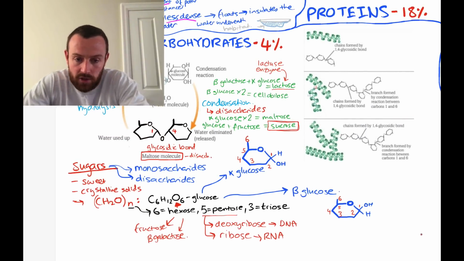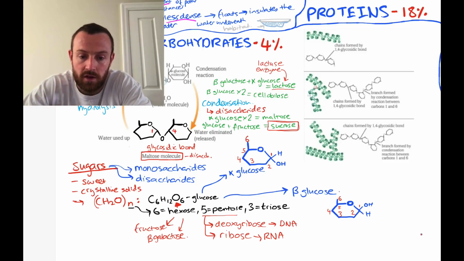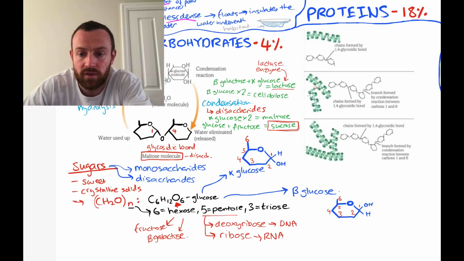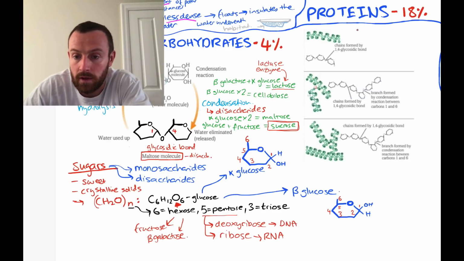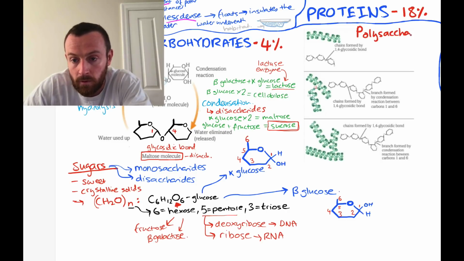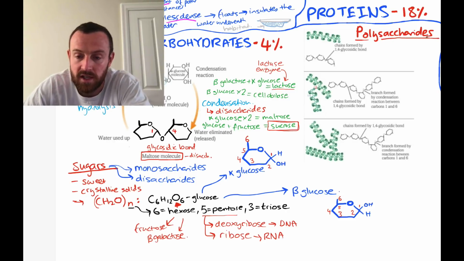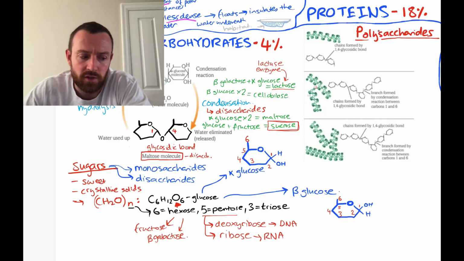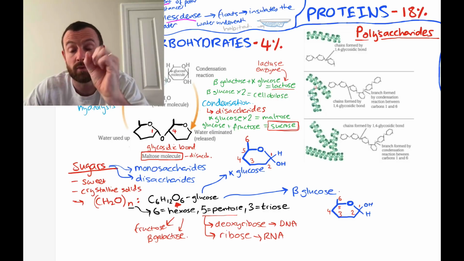So polysaccharides are just lots and lots of these monosaccharides joined together. And most polysaccharides that we look at in A Level Biology are polymers of alpha glucose, with one key exception, which we're going to look at later. So all of these over here are polysaccharides. So let's label this polysaccharides. So a polysaccharide is a polymer of monosaccharides, and I think typically in these polymers we've got sort of in the thousands of monomers joined together.